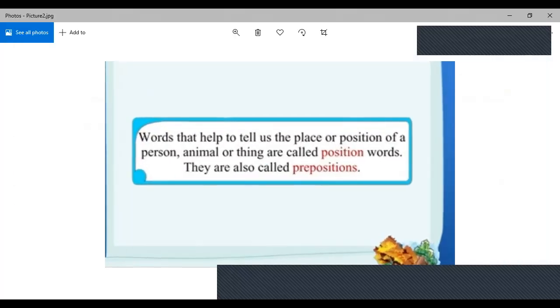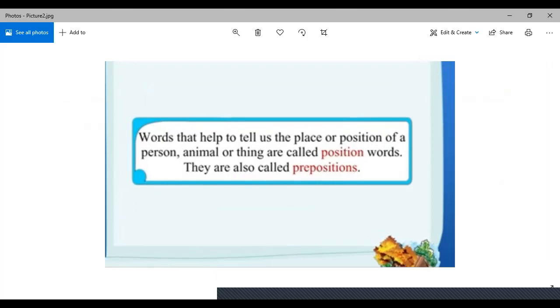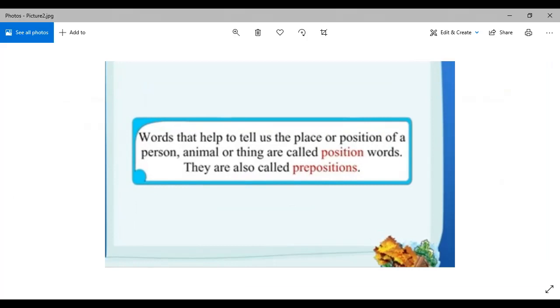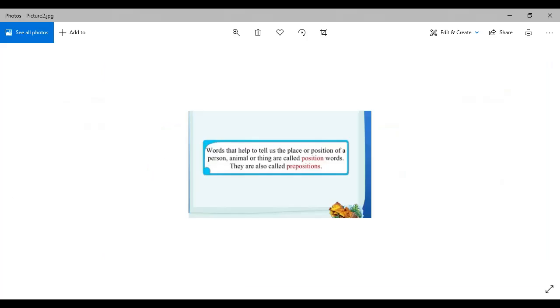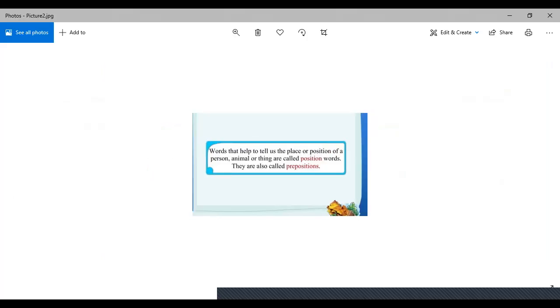Words that help to tell us the place or position of a person, animal, or thing are called positional words, right? That tells us about the position of a person, place, or thing. They are called positional words or prepositions. Got it? Okay. Next, let's look at the different prepositions.